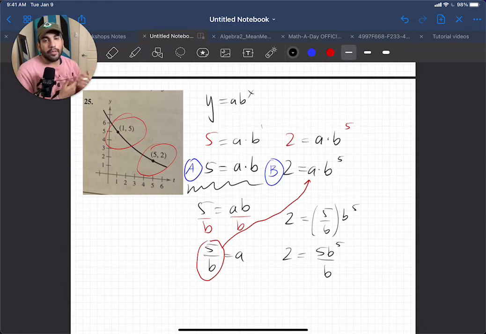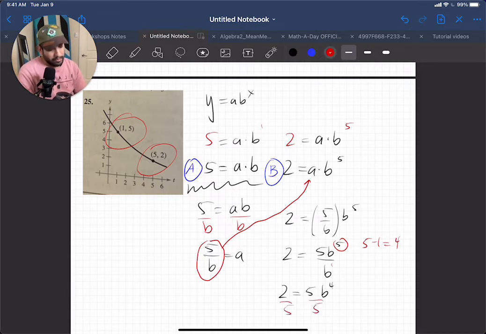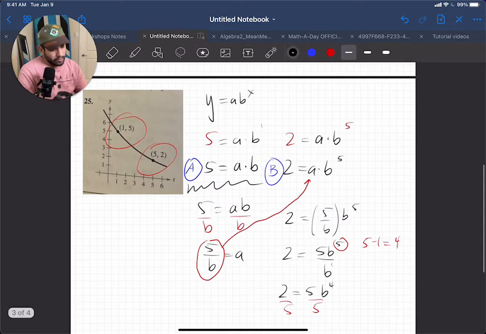So I have to remember the rules of exponents: if they have the same base, I need to subtract those two exponents. There's a 5 on top, there's a 1 on the bottom, so 5 minus 1 is going to equal 4. And now I have 2 equals 5 b to the 4th. Ugh. As I try to solve for b, I'm going to have 2 over 5 equals b to the 4th.